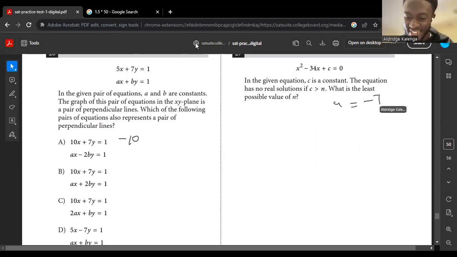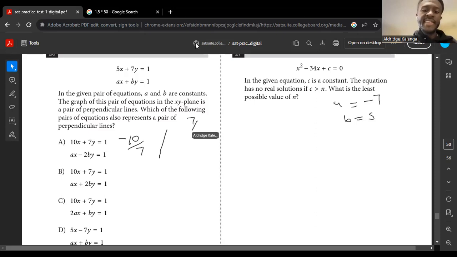Was our a negative 7? Okay, great. So our a is negative 7, and our b was 5, right? So for the first one, we have negative 10 over 7. So let's see if we're going to get a 7 over 10. If we're going to get a 7 over 10, then this is our answer.